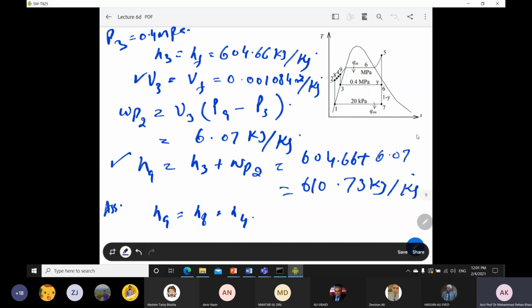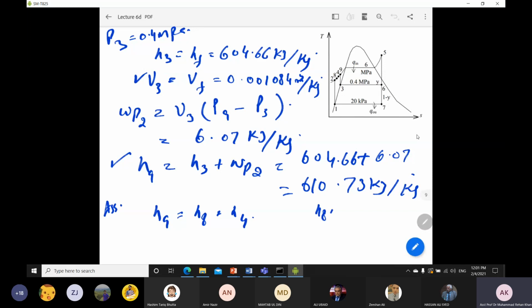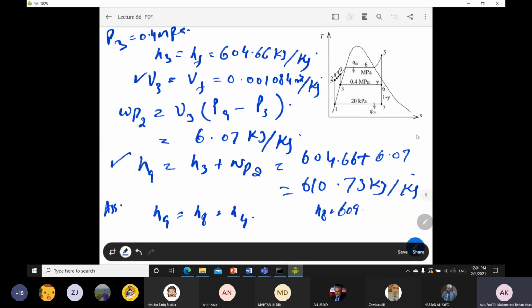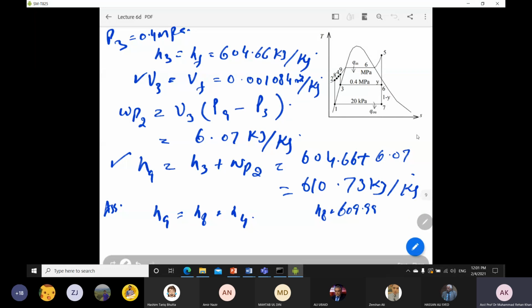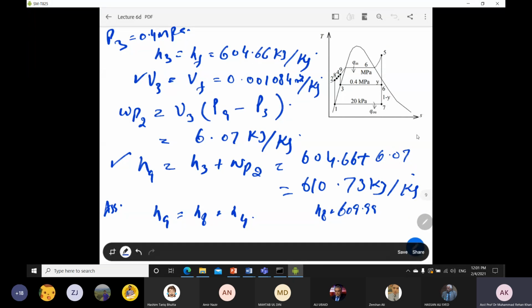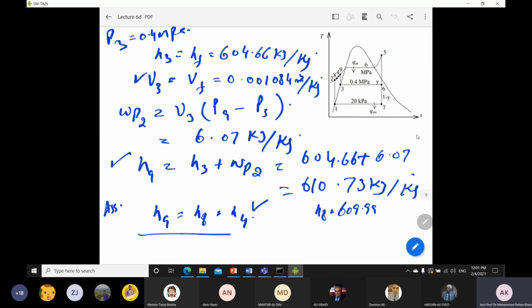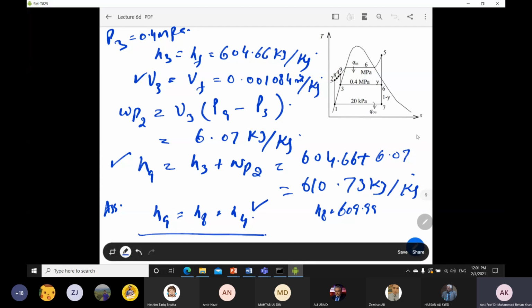You can find it easily if the data is available. For example, your H8, if all the data is available, turns out to be 609.99 or something like this. The difference between these two values is too small, so we don't have to put effort into finding the enthalpies of these points. Rather, we just assume that H9 is equal to H8 and equal to H4. Similarly, H4 is also close to 610 or so. So this is an important assumption: you have to assume that these enthalpies are equal.